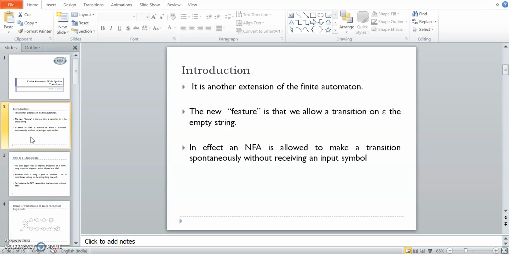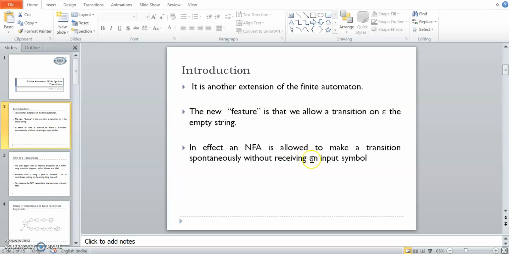It is an extension of finite automaton. The new feature that we allow in the transition is epsilon. Epsilon, as we know, is an empty string. As an extension of NFA, non-deterministic finite automata, we allow a transition to be made without receiving an input symbol.